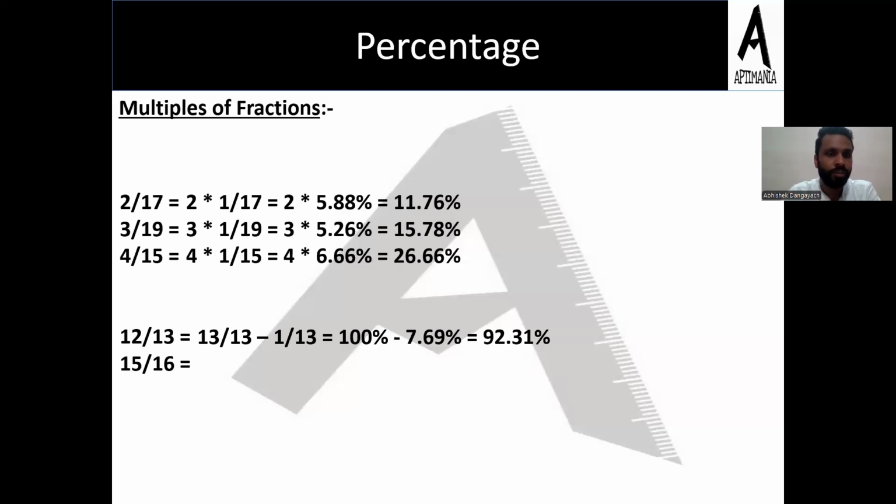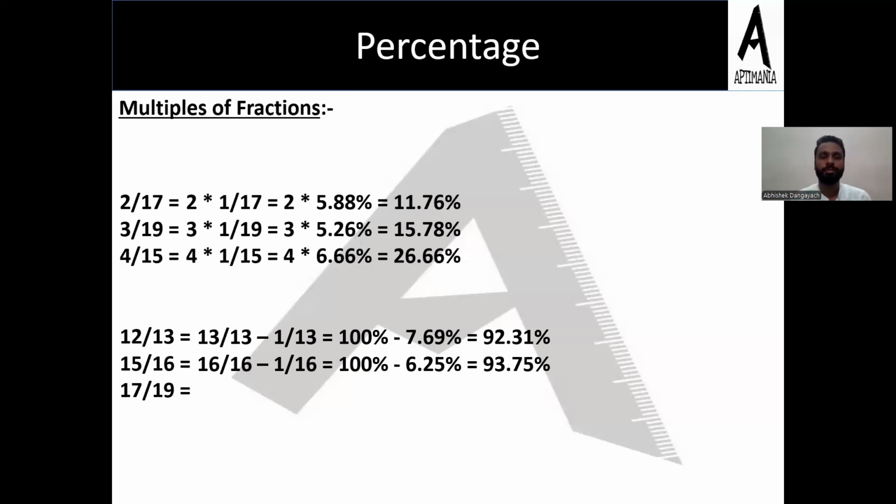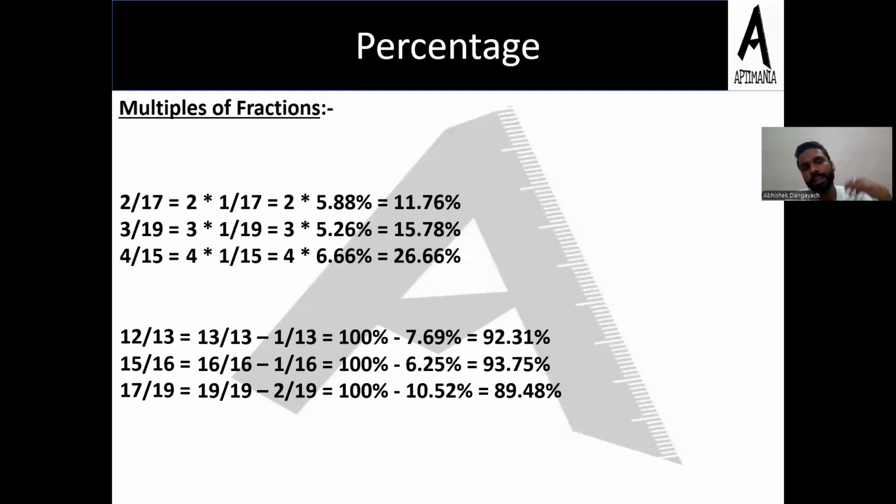Going ahead, 15 by 16. Perfect. It will be 16 by 16 minus 1 by 16. 100 minus 6.25%, 93.75% is the correct answer. 17 by 19. Okay, so it's going to be 19 by 19 minus 2 by 19. 100% minus, 1 by 19 was 5.26, so I'll double it, 10.52, and I'll subtract. I'll get 89.48% as the correct answer. So these are two different cases.